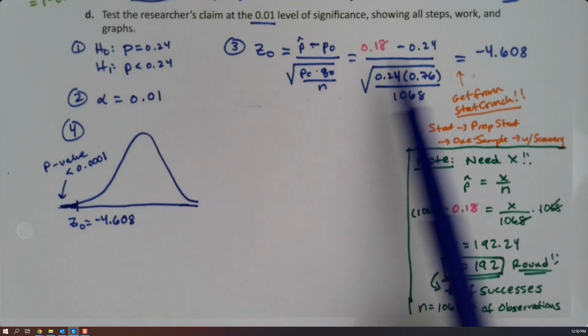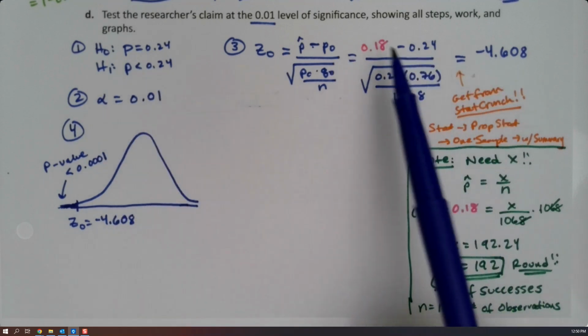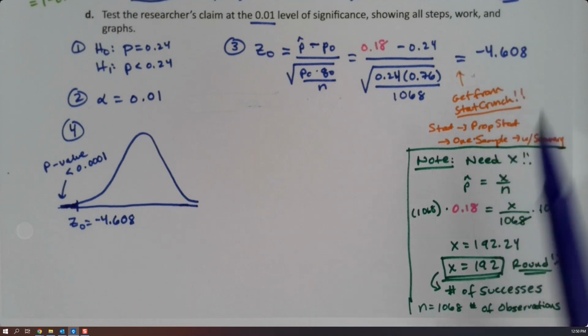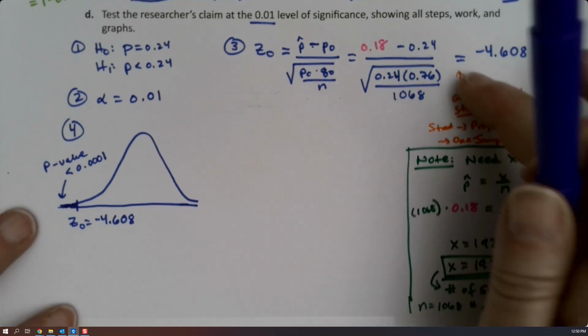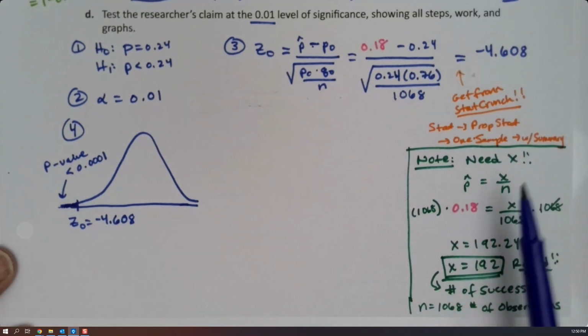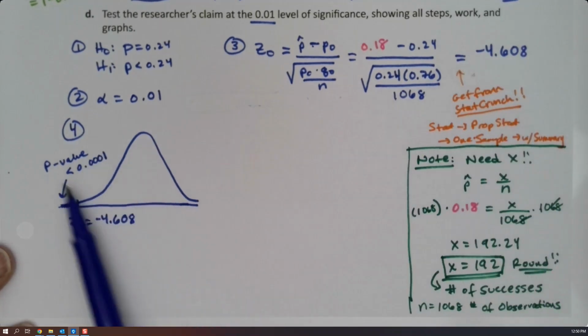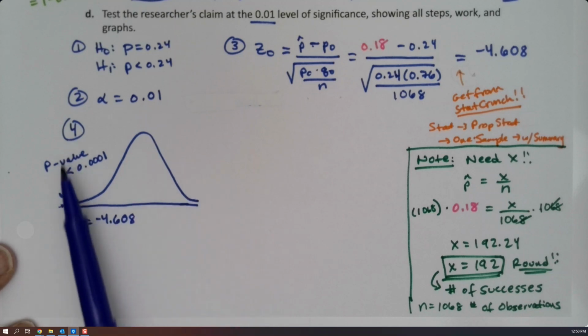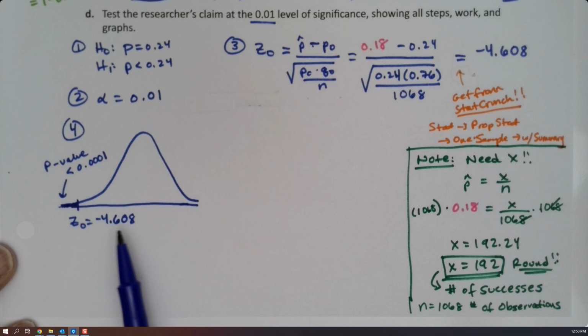Step 1, hypotheses. Step 2, alpha. Step 3, that's where all the work is, right? Because then you got to get your x and fill this out. And you'll have to do x a lot. Not all problems, but a lot of problems you'll have to find x. Then once you have that, step 4 is done by StatCrunch. You just have to kind of copy it down and be sure to label it properly. The z's go on the bottom, p-values on the top.